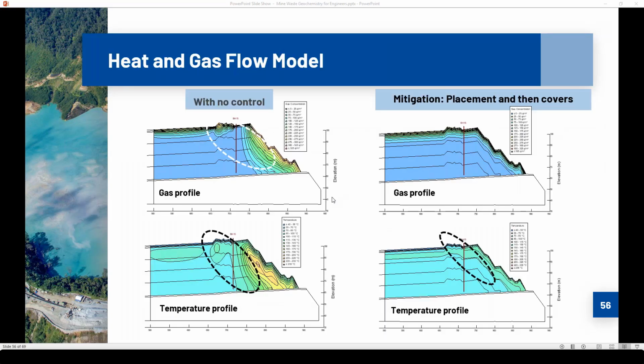So there's just one example there on the left with no controls. We can see the infiltration of both the gas and the reactivity, the temperature showing the reactivity of the waste. On the right-hand side with an alternative, in other words, shorter lifts, also with interim covers and then a final cover at the end, we can greatly reduce the reactivity of that waste and limit the loads that come from that facility.